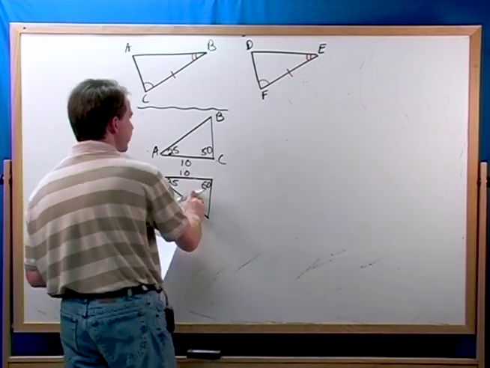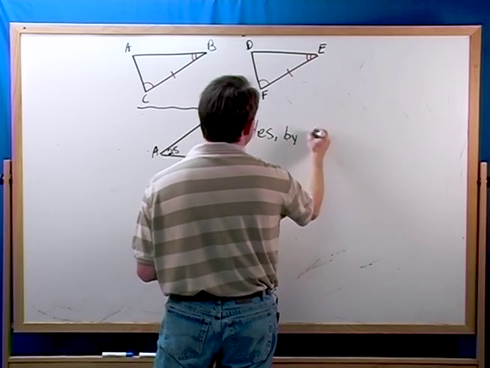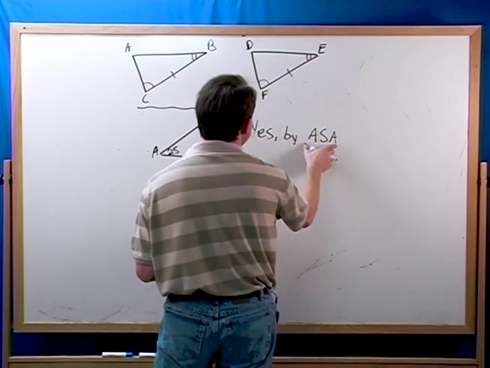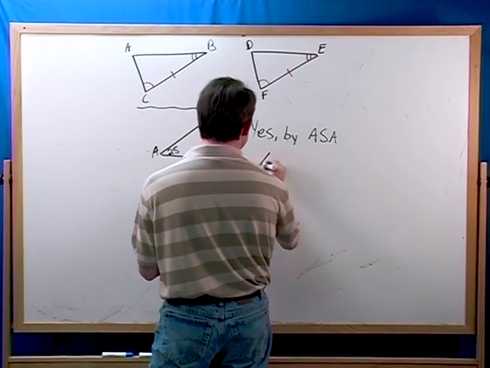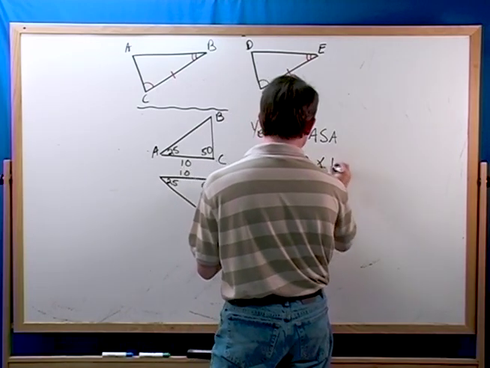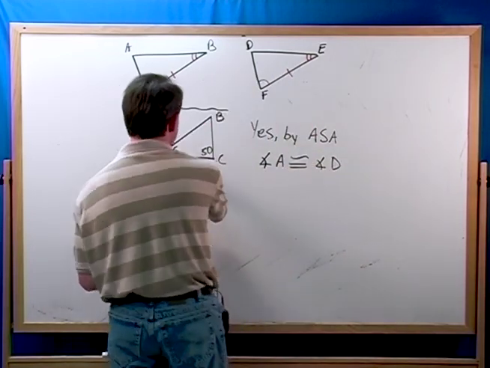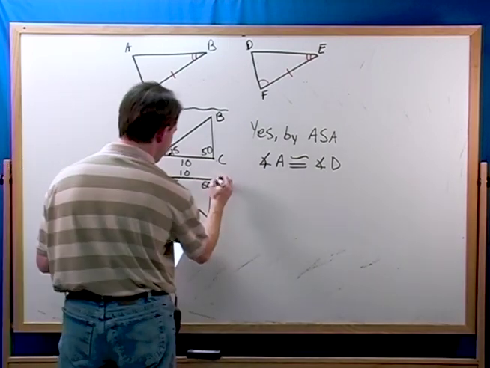So are these two triangles congruent? The answer is yes. By angle, side, angle. And you can use this abbreviation. That's something that's very common. And so to prove it, you would say that angle A is congruent to angle D. I didn't bother to even label the triangle here, so let's do this.